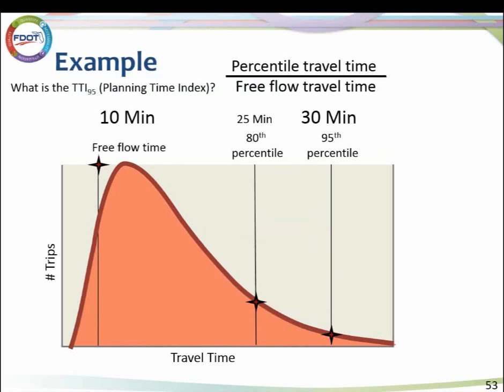So we want to do one more poll here, and this is an example. You should be able to just do this in your heads. What is the travel time or the planning time index in this example? What we have is a free flow time of 10 minutes and a 95th percentile time of 30 minutes.